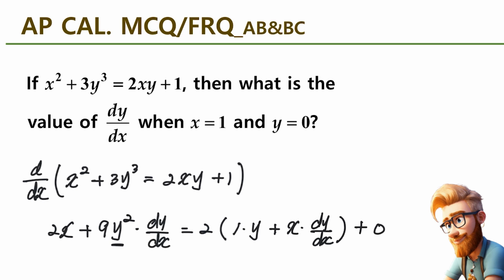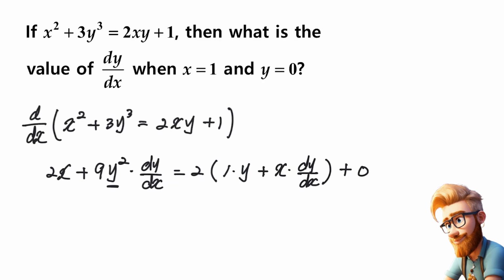So plus 0. And we're going to have to find dy over dx when x is equal to 1 and y is equal to 0, right? Here, we can just substitute 1 for x and 0 for y. We don't have to simplify for dy over dx. Just substitute 1 for x and 0 for y.